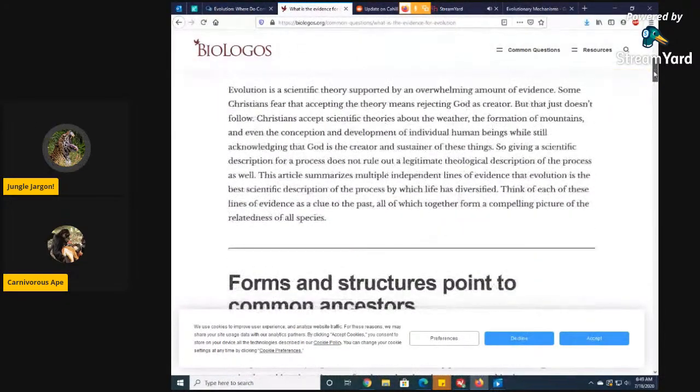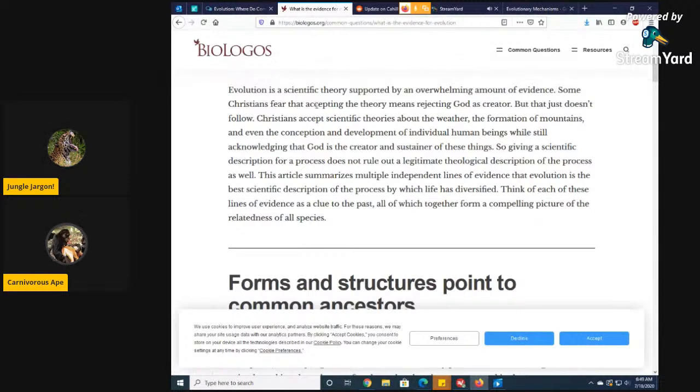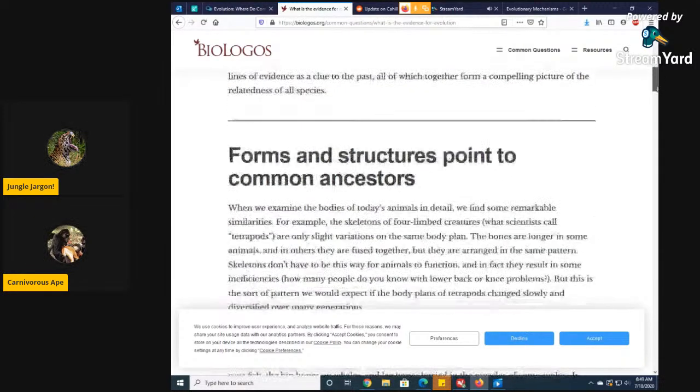What's the evidence for evolution? Evolution is things change. Evolution isn't even scientific. What are they talking about? Evolution is a theory supported by an overwhelming amount of evidence. Some Christians fear that accepting the theory... No, you've got to prove it. Prove it or be quiet. It's been proven.